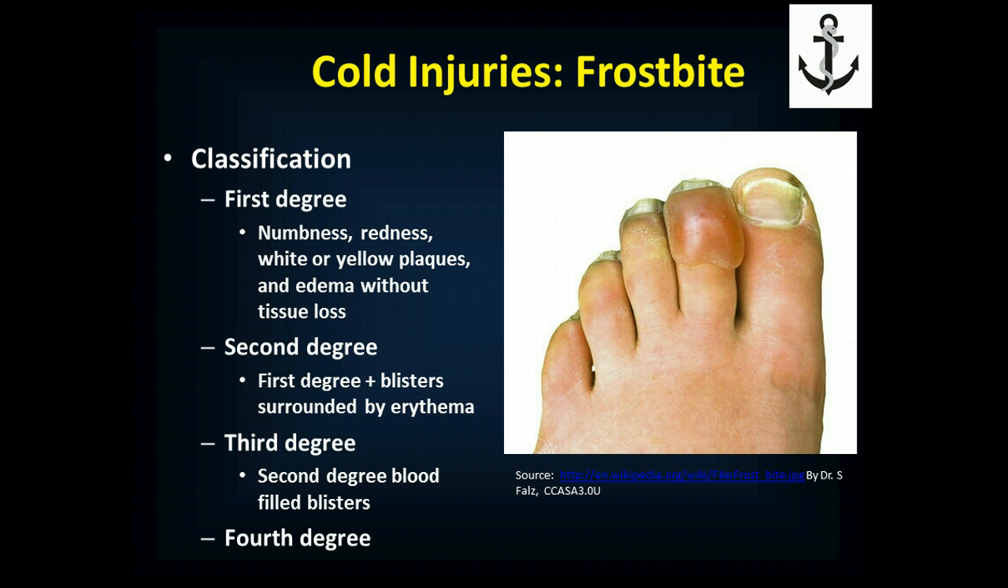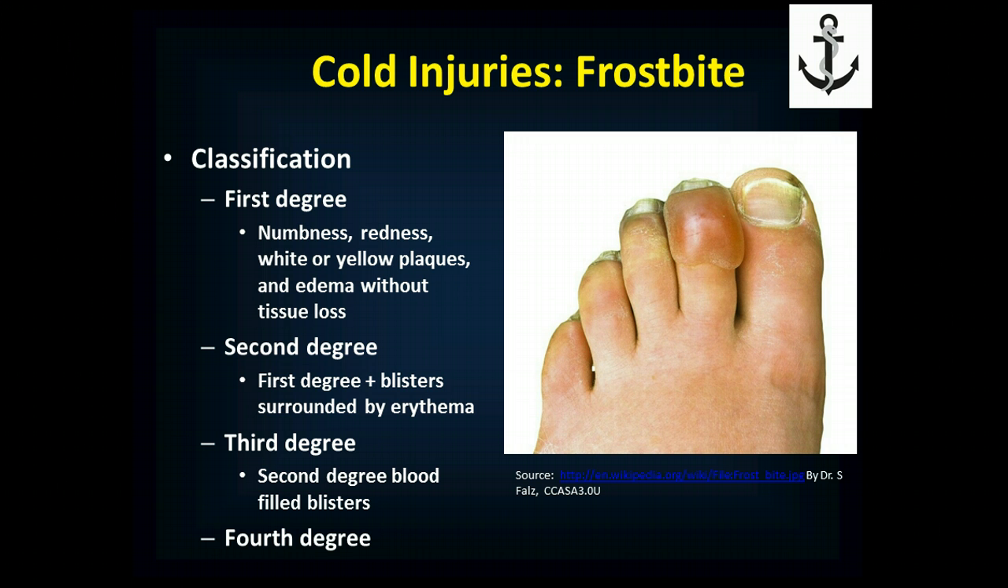In a third degree, that blister will fill with blood. And so there's hemorrhage into it, which shows more extensive damage. And in fourth degree, you're actually freezing the tissues underneath the skin, and that can be very hard to differentiate because a frozen skin will feel hard like a block of wood, and you don't know if they've frozen all the way to the bone or not. So that's going to be very difficult to differentiate in the field.